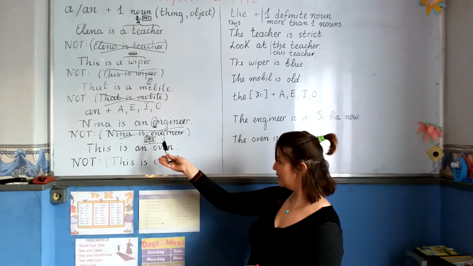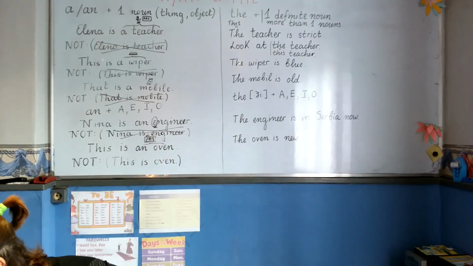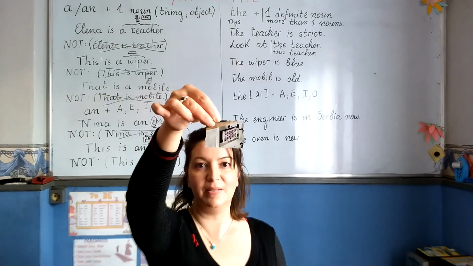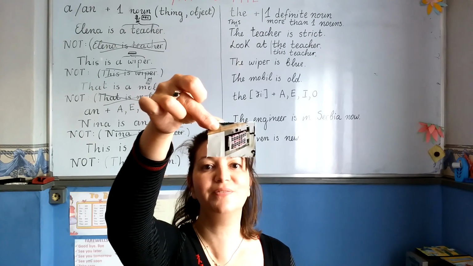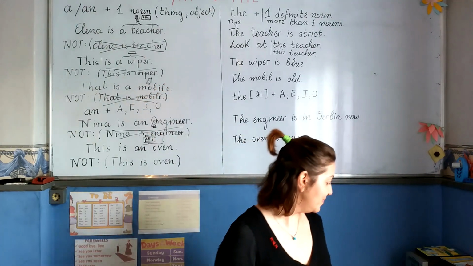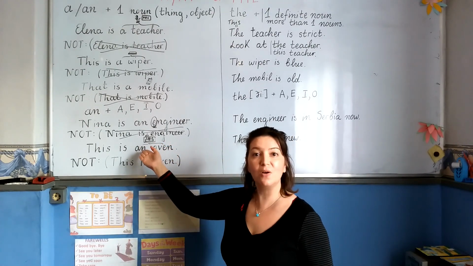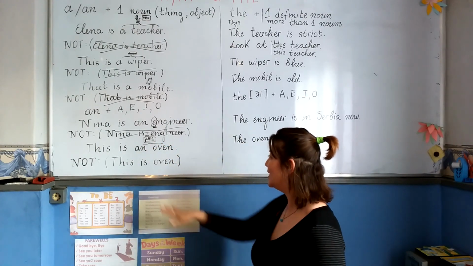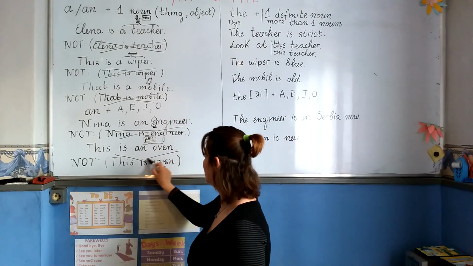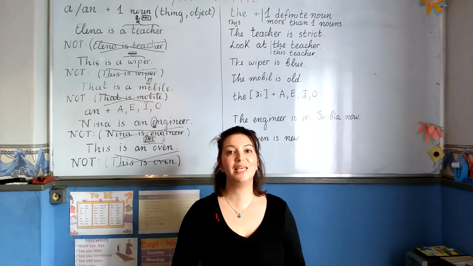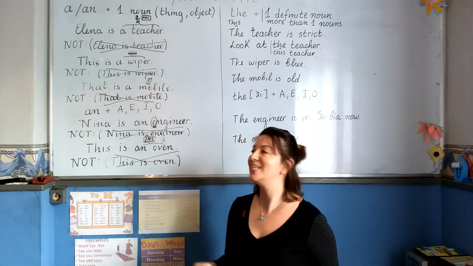That is an oven. An oven. In my hands is a picture of an oven. So this is an oven. We don't say this is oven, okay? It's normal for us to say an oven, not just oven.